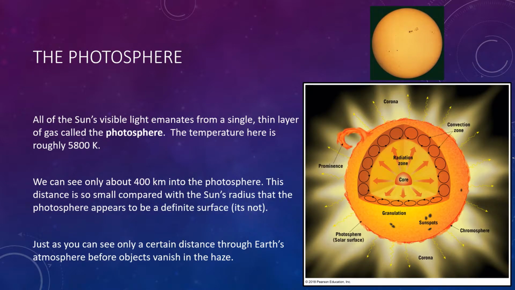The differing temperatures and densities of the plasma at different depths give the sun a layered structure. All of the sun's visible light emanates from a single thin layer of gas called the photosphere, where the temperatures are roughly 5,800 degrees Kelvin. Just as you can see only a certain distance through the Earth's atmosphere before objects vanish in a haze, we can only see about 400 kilometers down into the photosphere of the sun. This distance is so small compared to the sun's radius of 696,000 kilometers that the photosphere appears to be a definite surface, like you can see in the image on the top.